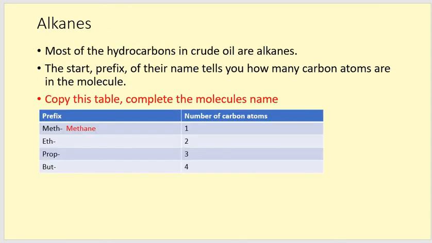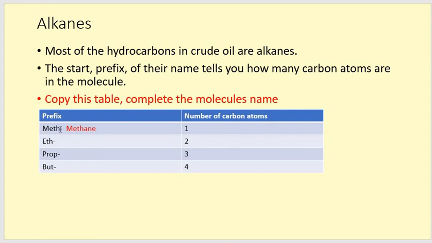Now, we're looking at alkanes in a bit more detail. We are going to have this table to copy and complete, so you will want to pause the video while you do this. Most of the hydrocarbons in crude oil are alkanes, and the start, or the prefix part of their name, tells you how many carbon atoms there are. So you learn these and you can learn a lot of chemistry at the same time.